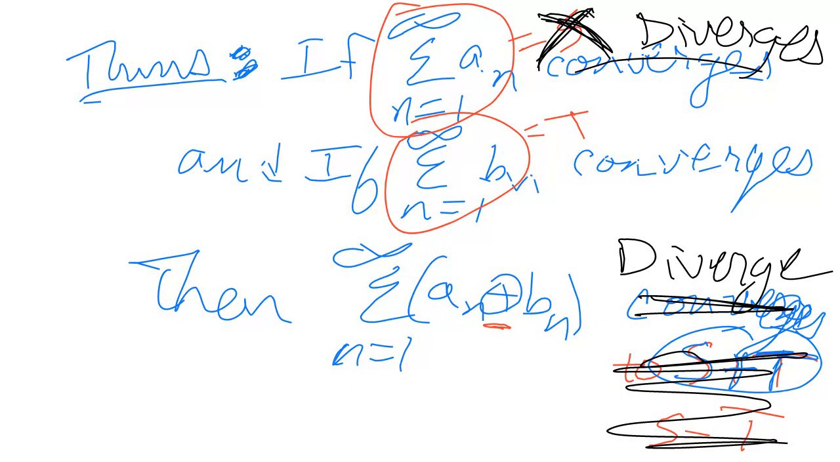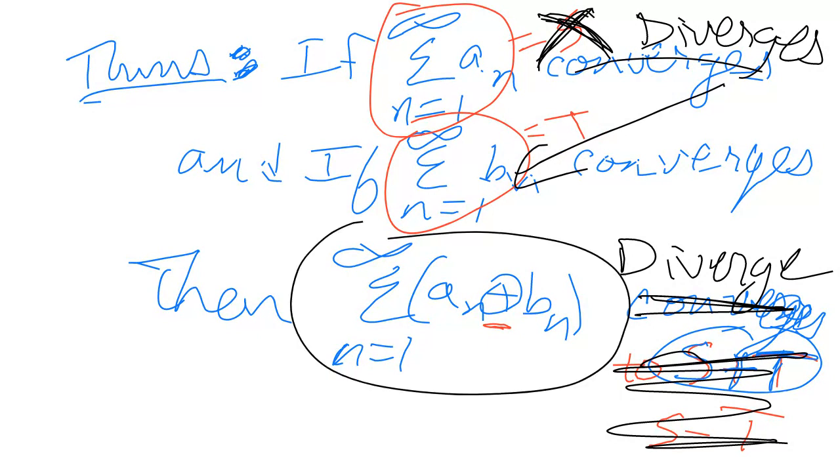Okay, so we have that. Now, similarly, what if this other one diverges and the first one converges? The sigma of the sum, or the sigma of the difference, is still going to diverge. So if we have a sum here or a difference, we do need them both to converge.